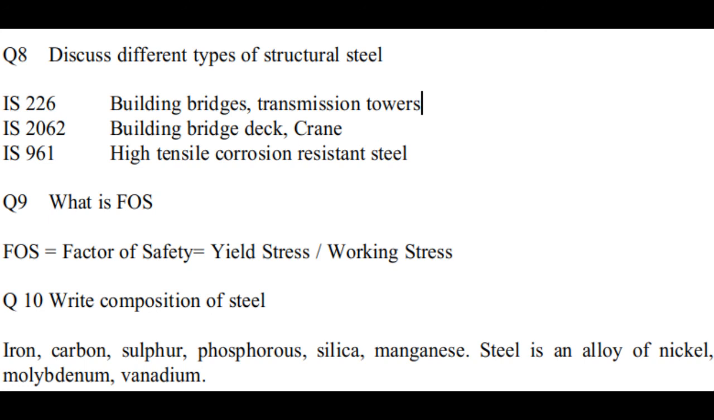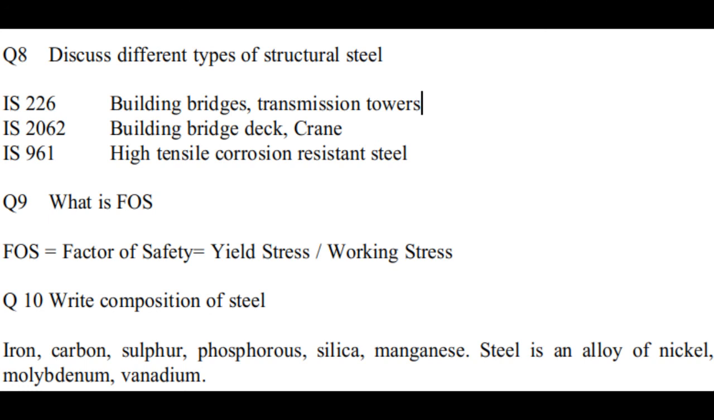Then question number 9, what is factor of safety? FOS is the factor of safety, which is the ratio between yield stress and working stress. Believe me, this formula you are going to remember, or you will need it till the end of your career. So please remember, this is a very, very important formula: factor of safety is yield stress by working stress. Yield stress is sometimes replaced by ultimate stress also, and working stress is also called the allowable stress. Generally in steel structures we take the factor of safety as 2 to 3.